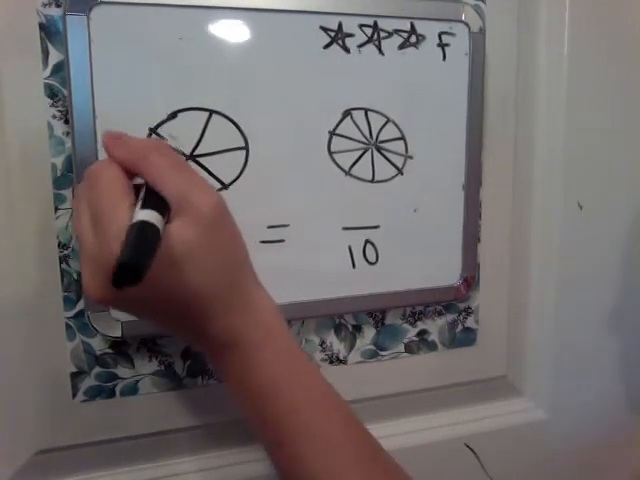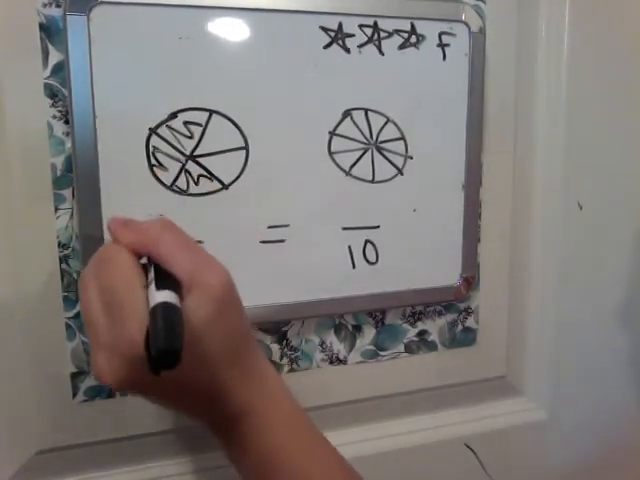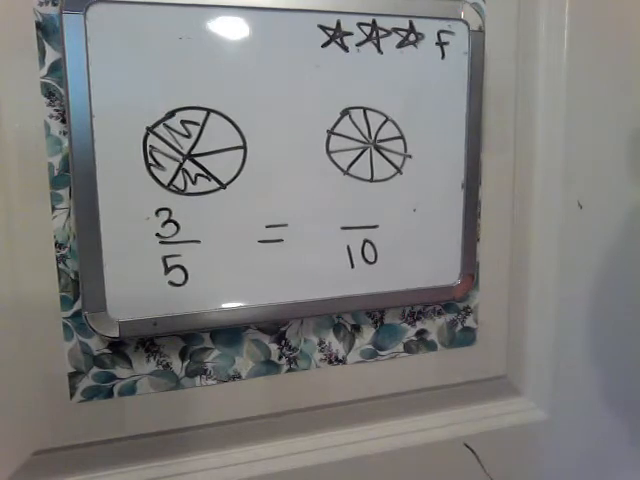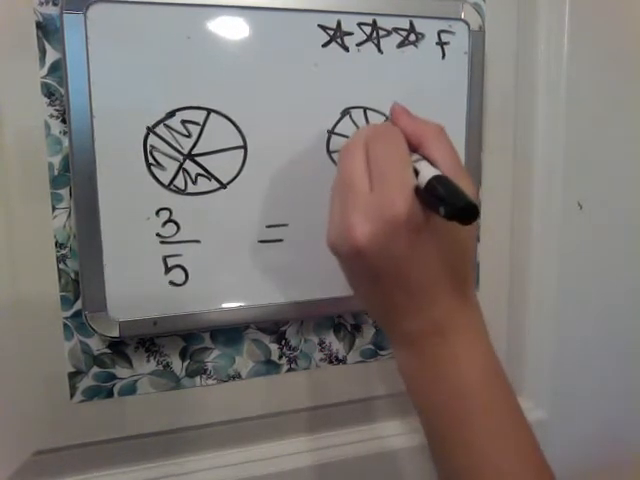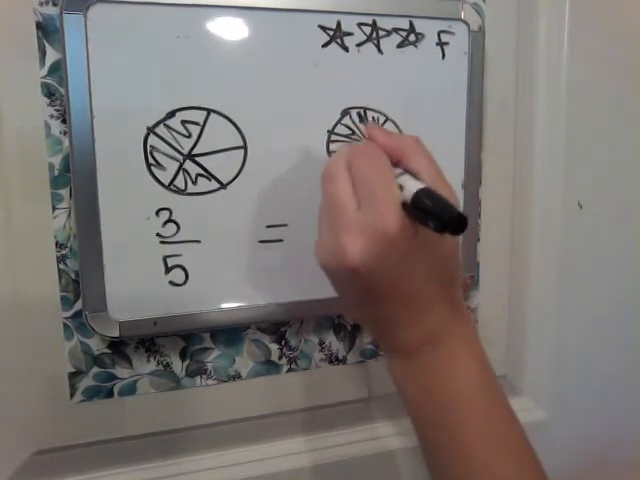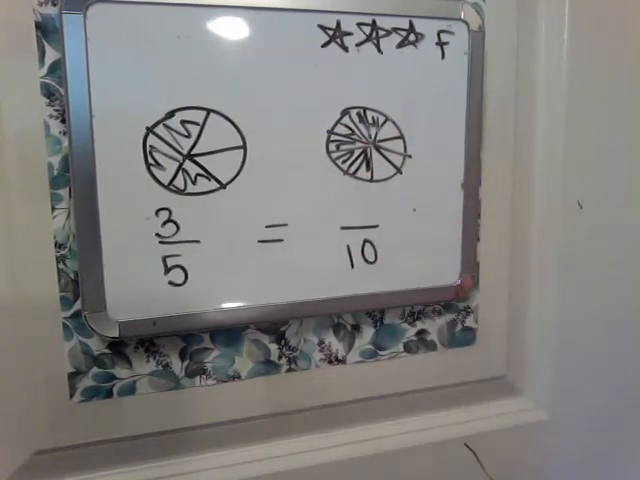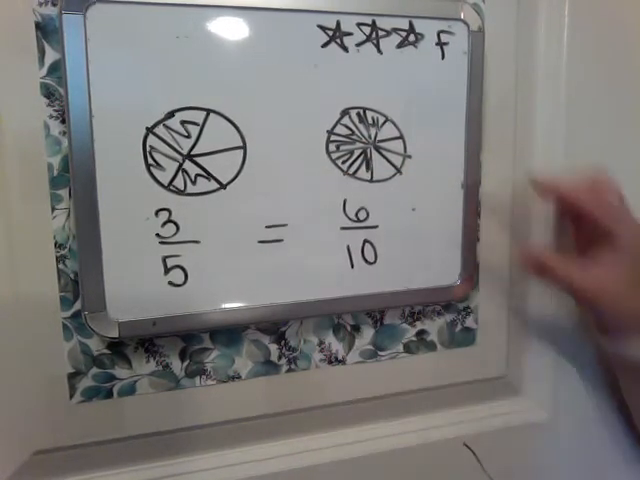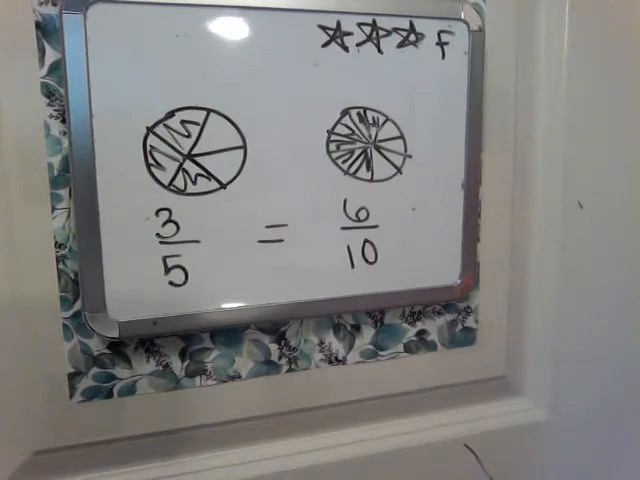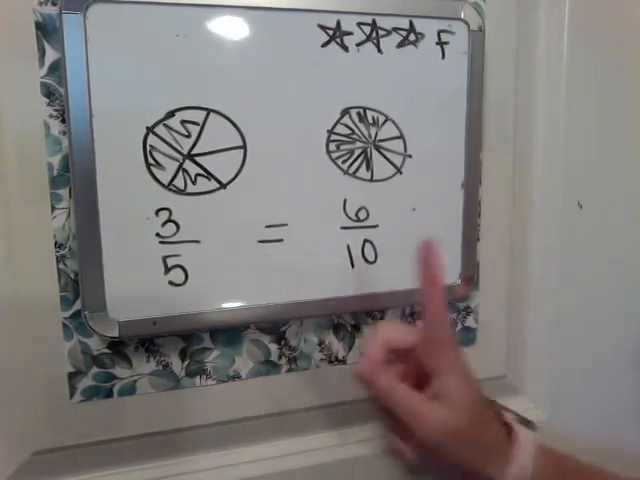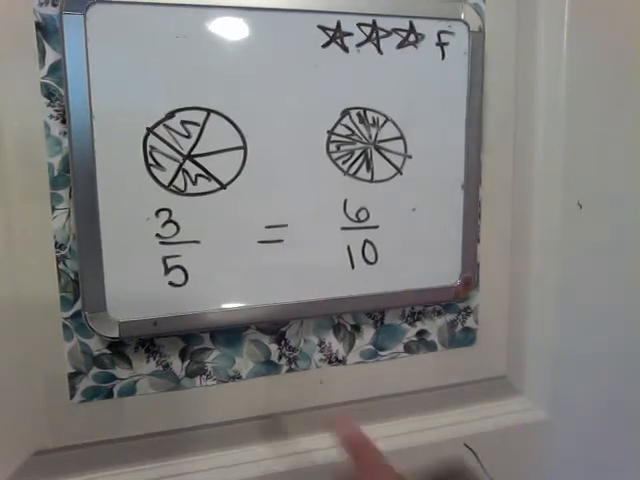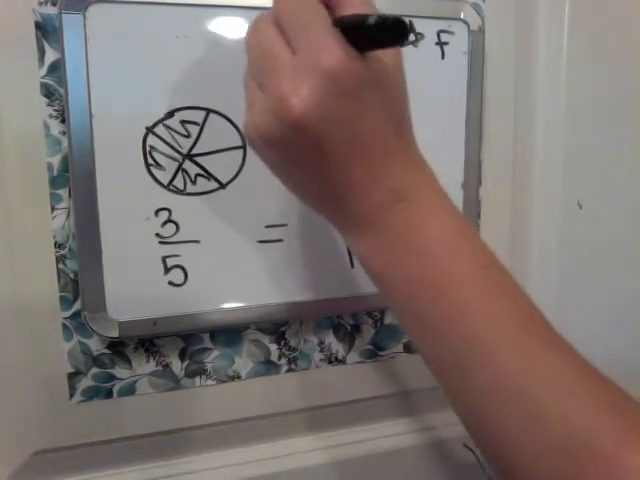On the first one, there's 3 of them shaded in. So 3/5. And on the second one, there's 6 shaded in. 1, 2, 3, 4, 5, 6. So even though they're at different angles, you can still see that there's the same amount shaded in. So 3/5 is equivalent to 6/10. Give yourself a star for each of these fractions.